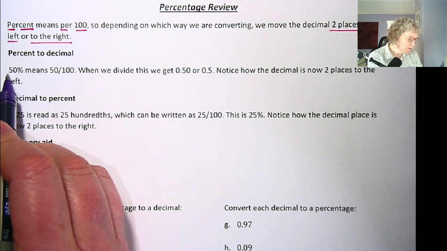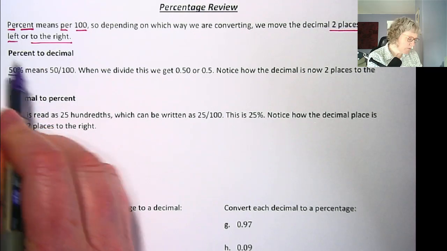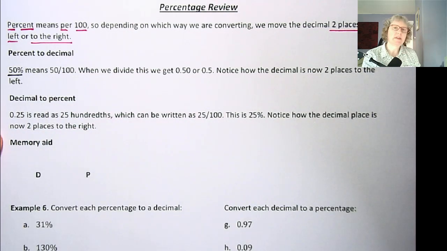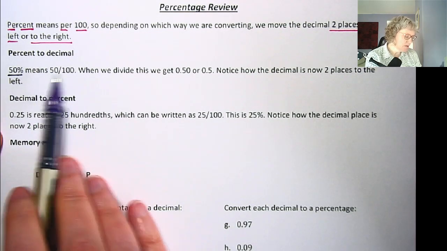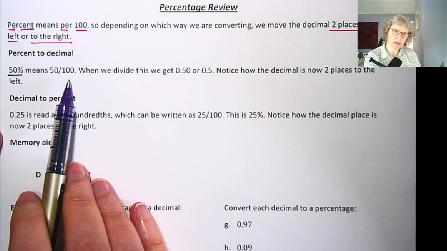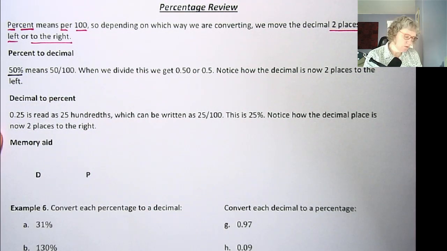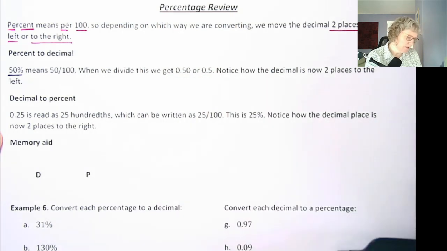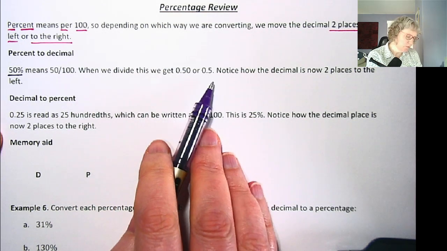Okay, so let's say we have a percentage and we want to go to a decimal. 50%, and I like to start with one that makes the most sense to me. So for you, that might be a different one. For me, that's 50% because it's half, right? 50% means 50 per 100. Okay, and so then if we go ahead and divide this on a calculator, 50 divided by 100 is 0.5. So we get 0.50 or 0.5.